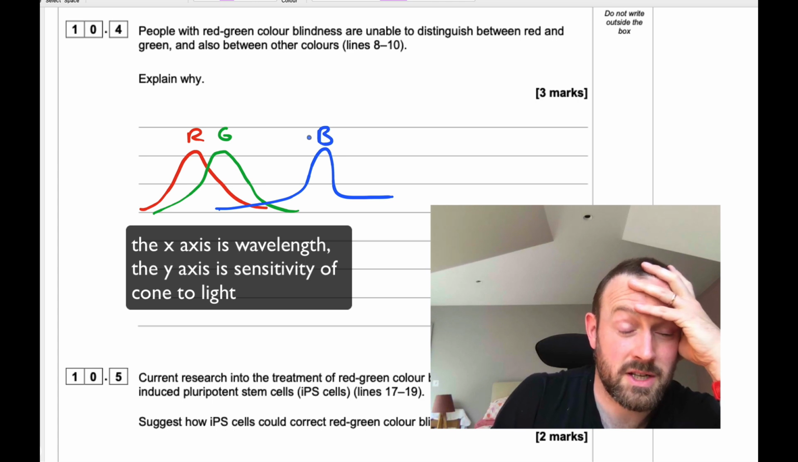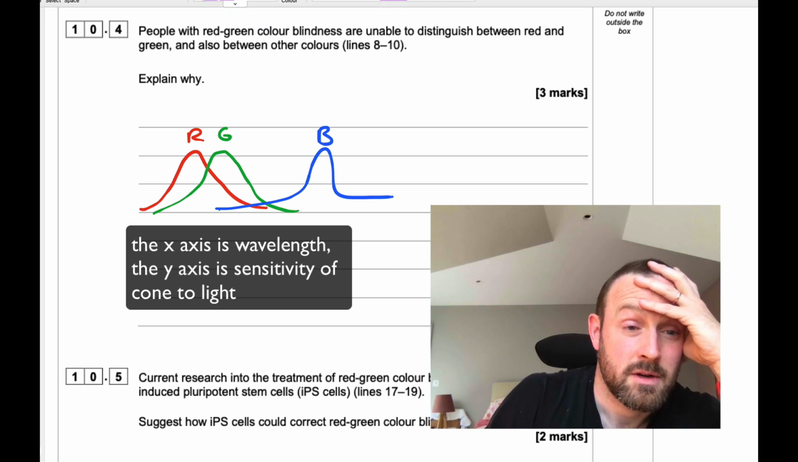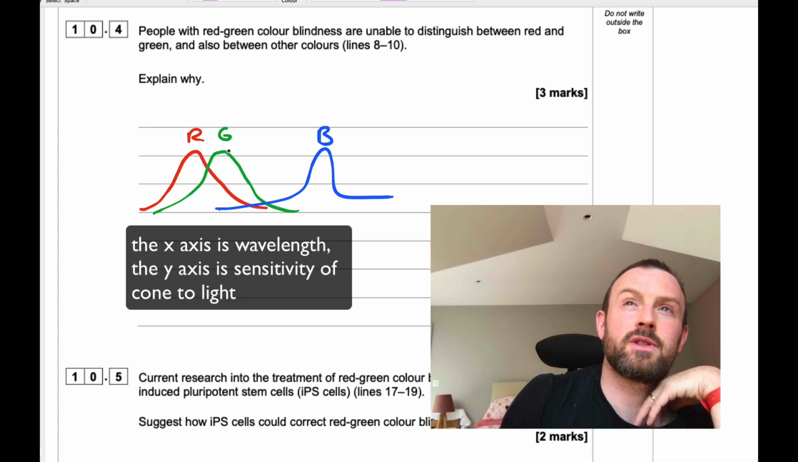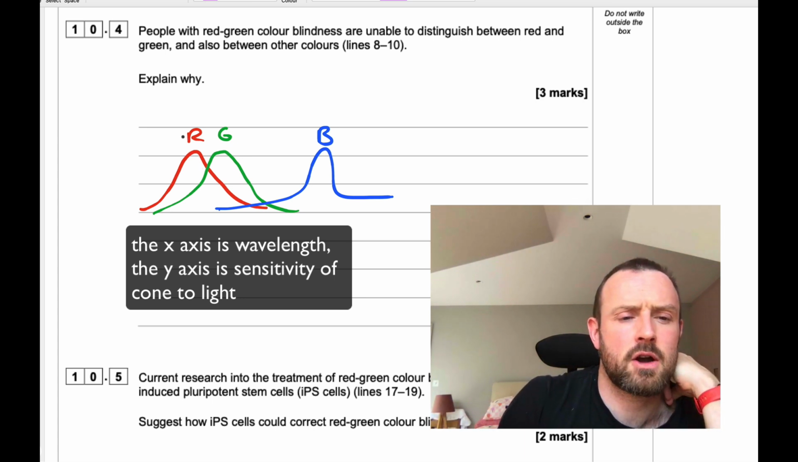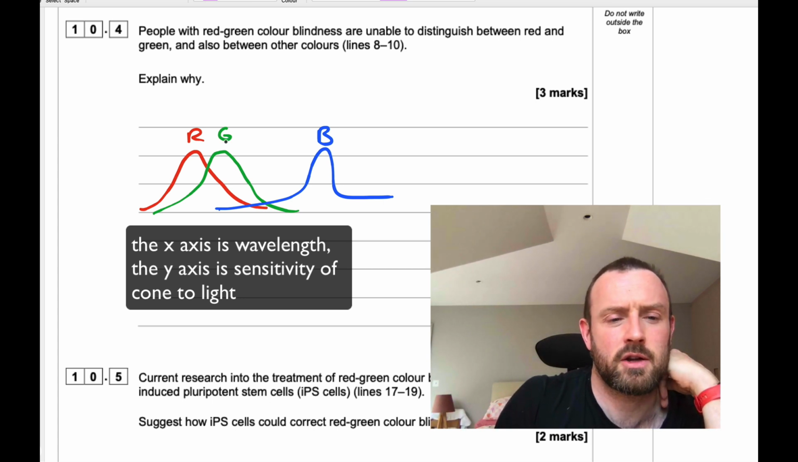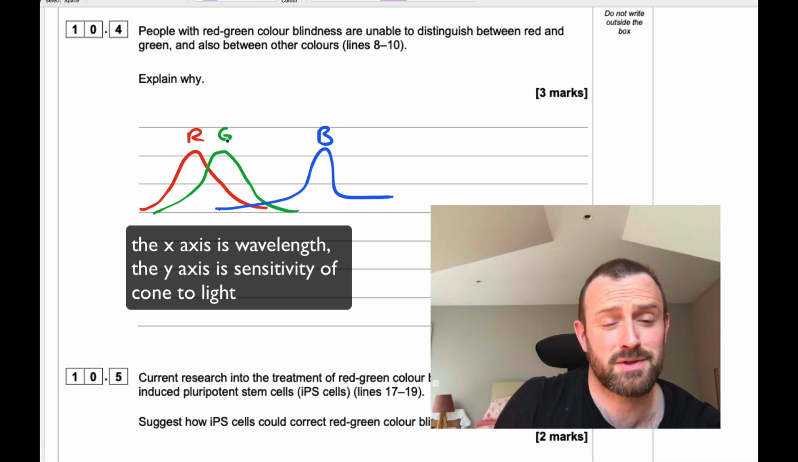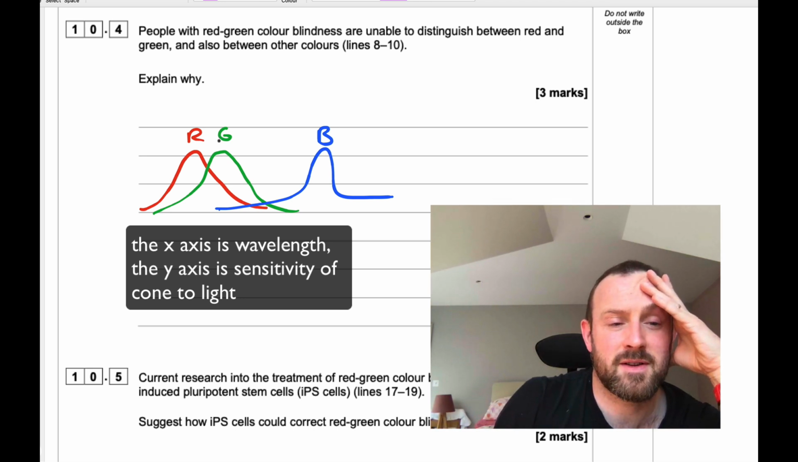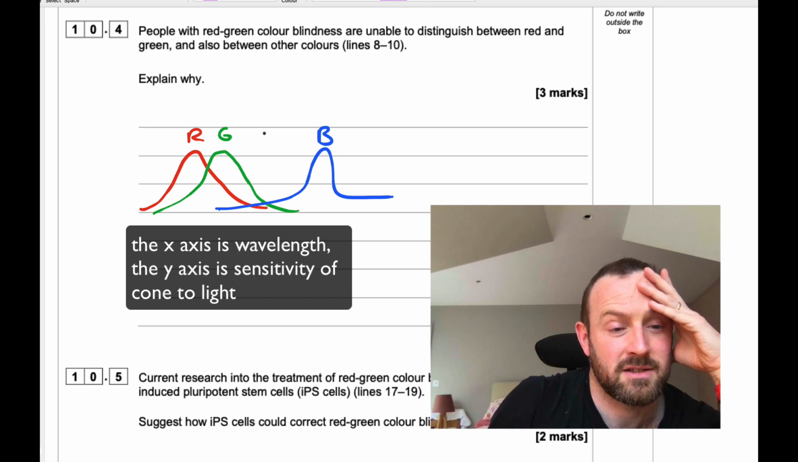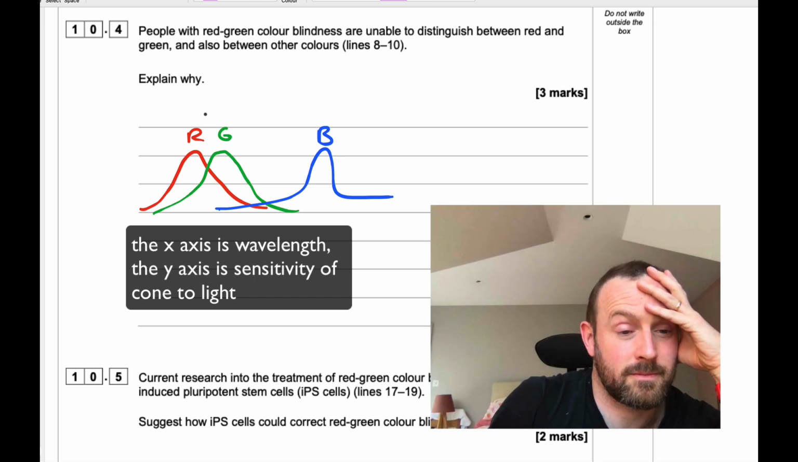Now essentially, if you see an object, the way your brain distinguishes whether it's red or green is to do with the relative amounts of the red cones and the green cones firing. So if you're getting more red cones firing than green cones firing, you see it as red. If you're getting more green cones firing than red cones, you see it as green. But what if you don't have green? Well, then there's no way of distinguishing red from green.